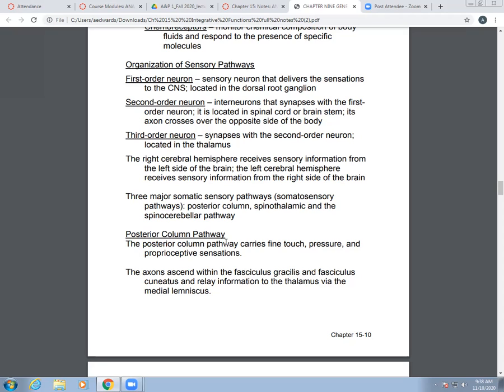This axon crosses over to the opposite side of the body. Okay. Third order neuron is going to synapse with your second order neuron. It's located in the thalamus. Okay. And your right cerebral hemisphere is going to receive sensory information from your left side of your body. Your left cerebral hemisphere is going to receive sensory information from the right side of the body. Okay.